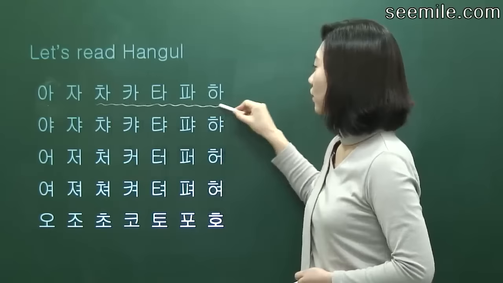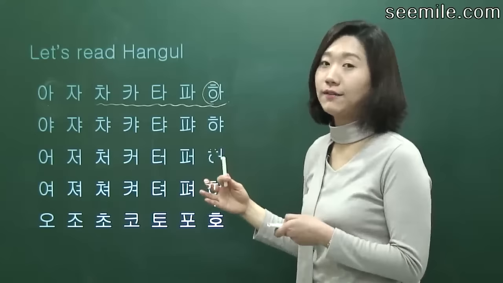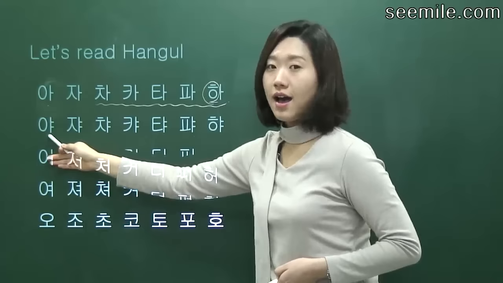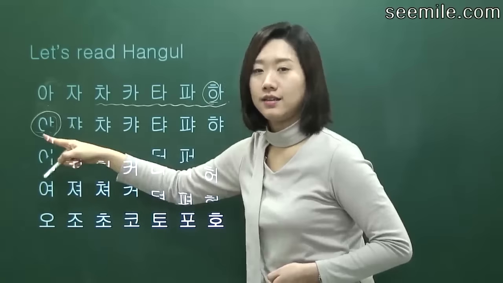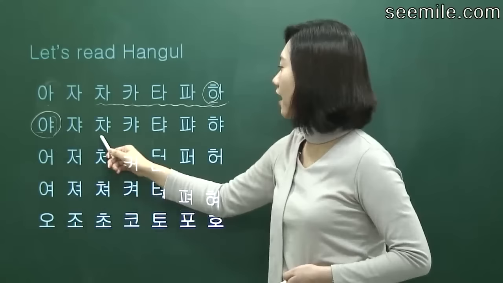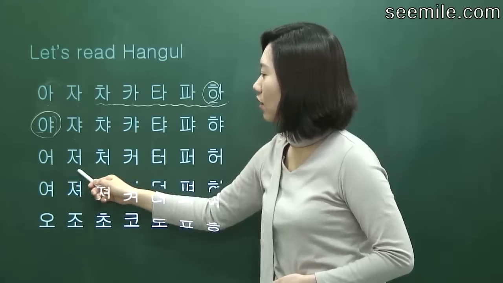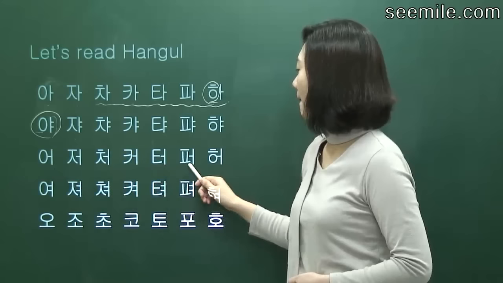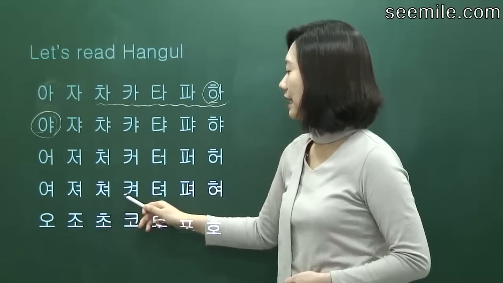These are all aspirated sounds. 차, 파, 하. This consonant is the aspirating factor. 하, okay. 야. It doesn't have phonetic value, and this vowel has 야 sound. So, 야, 자, 차, 캬, 탸, 퍄, 햐. 어 sound. 어, 저, 처, 커, 터, 퍼, 허. 여, okay, 여, 져, 쳐, 켜, 텨, 펴, 혀.